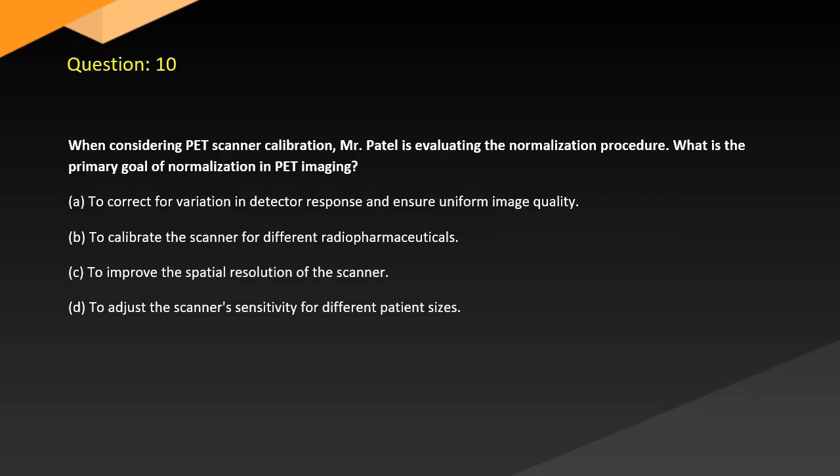Question 10. When considering PET scanner calibration, Dr. Patel is evaluating the normalization procedure. What is the primary goal of normalization in PET imaging? A. To correct for variation in detector response and ensure uniform image quality. B. To calibrate the scanner for different radiopharmaceuticals. C. To improve the spatial resolution of the scanner. D. To adjust the scanner's sensitivity for different patient sizes.